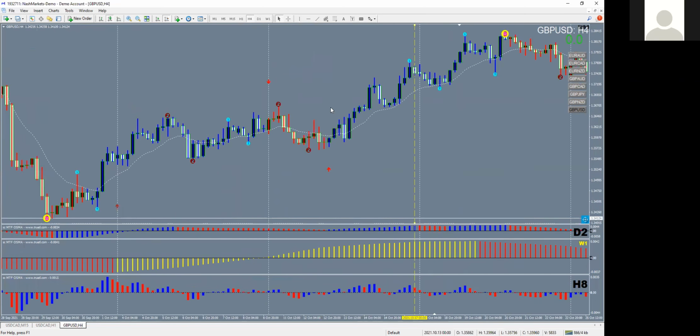Okay, where does it line up? Where does everything line up on the 5 minute? One more bar. There. That's your entry. And if you want to refine it further, you can drop it to the 1 minute.